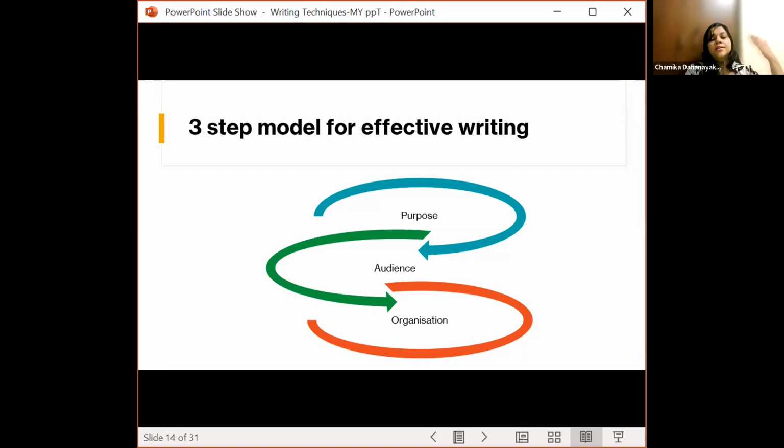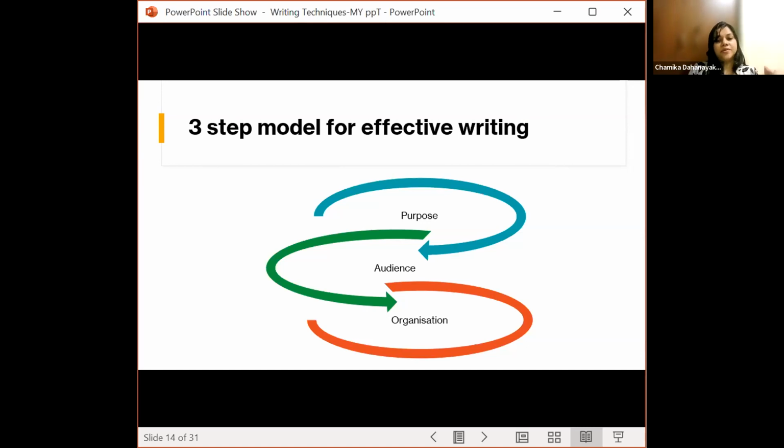So what is the reason? The reason is the standards we maintain. We tend to throw language aside, thinking, what is all this? Right? So don't think like that. Have a mental change and understand why it is important for all of us to maintain language standards, right? So think about the 3-step model before you do any writing.